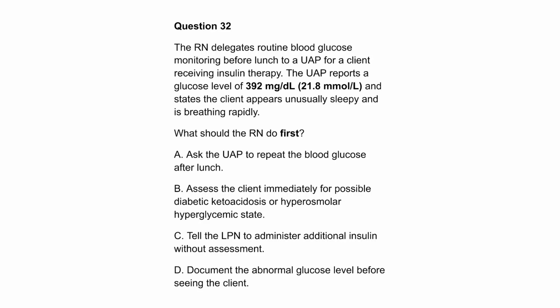A. Ask the UAP to repeat the blood glucose after lunch. B. Assess the client immediately for possible diabetic ketoacidosis or hyperosmolar hyperglycemic state. C. Tell the LPN to administer additional insulin without assessment. D. Document the abnormal glucose level before seeing the client.